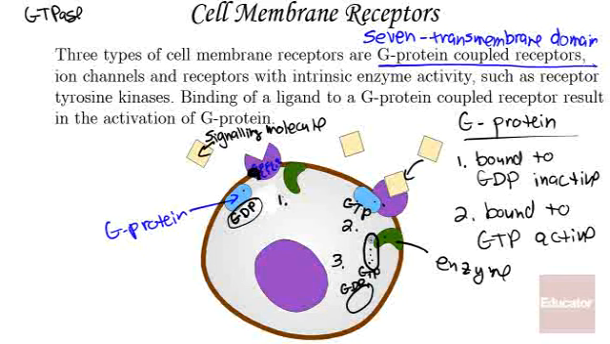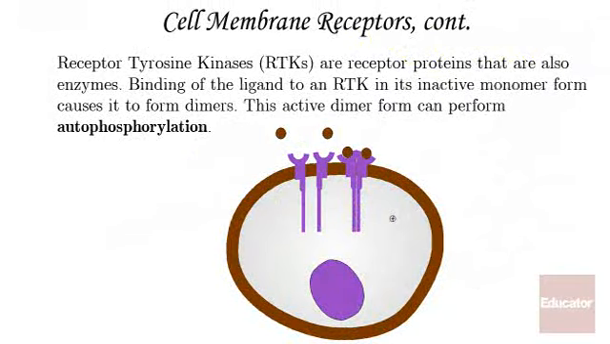The active G protein is released from the receptor and binds to an enzyme. It activates that enzyme. That enzyme now can activate another enzyme, and so on in the signal transduction cascade. Okay, so the first type of cell membrane receptor is the G protein coupled receptor. The second type we're going to talk about is receptor tyrosine kinase, sometimes called RTK. And this has what's called intrinsic enzyme activity.